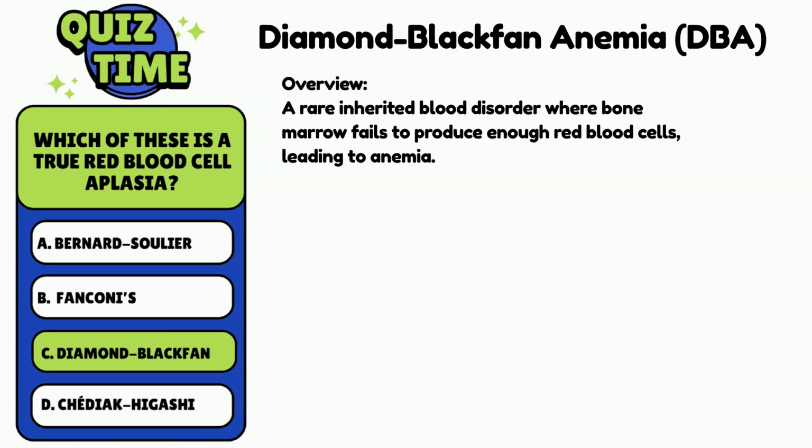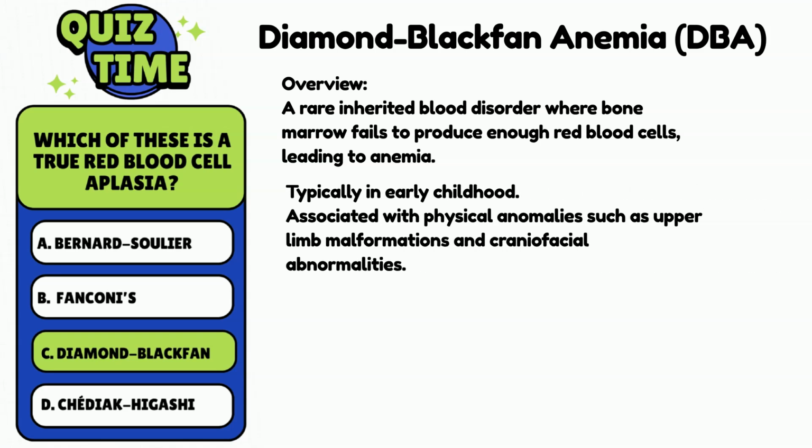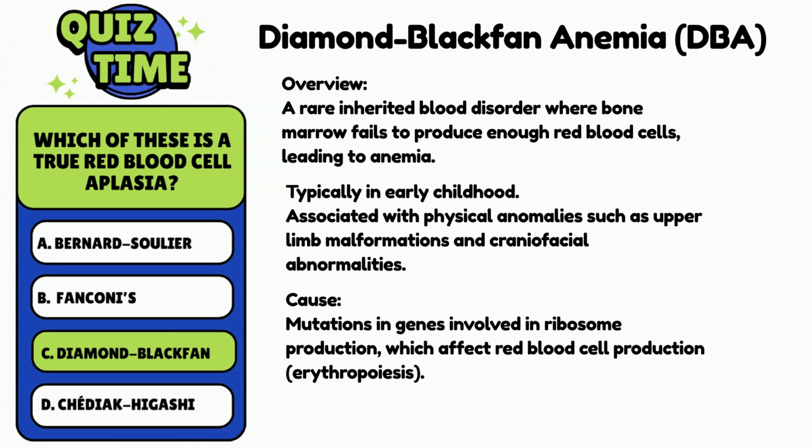Diamond-Blackfan anemia. Diamond-Blackfan anemia is a rare inherited blood disorder characterized by a failure of the bone marrow to produce sufficient red blood cells, leading to anemia. It typically presents in early childhood and is associated with a range of physical anomalies, including upper limb malformations and craniofacial abnormalities. DBA is caused by mutations in genes involved in ribosome production, affecting red blood cell production.